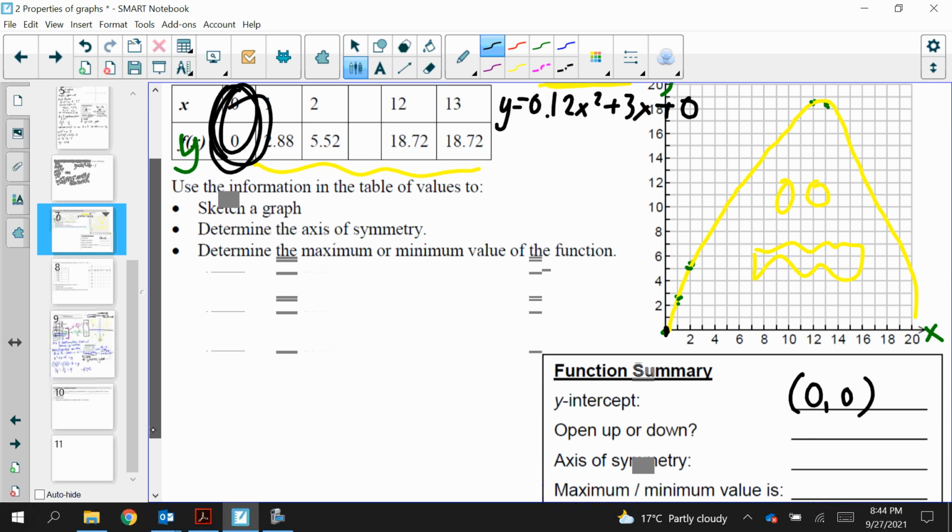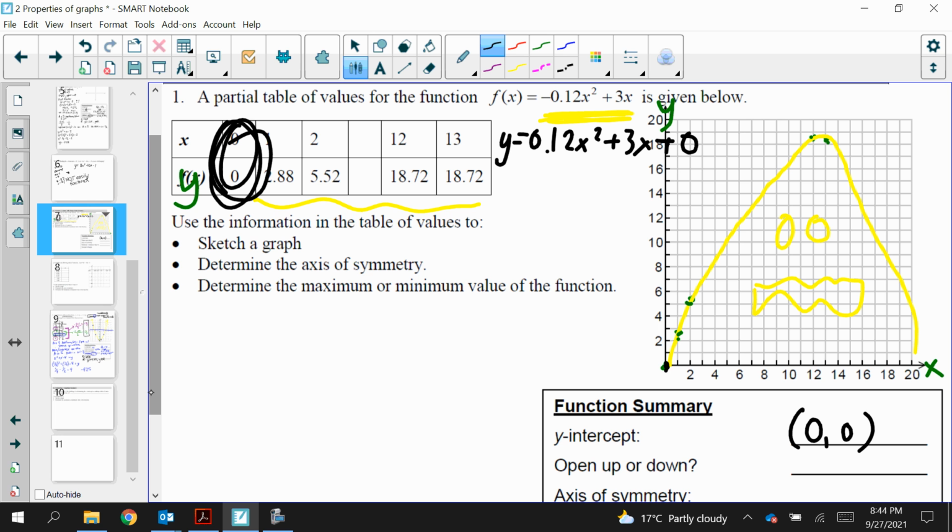It's going to open down. You can see just from how it looks. But that also comes from this negative in front of the coefficient of x squared. So our negative a value means, since a is less than 0, it's going to open down.